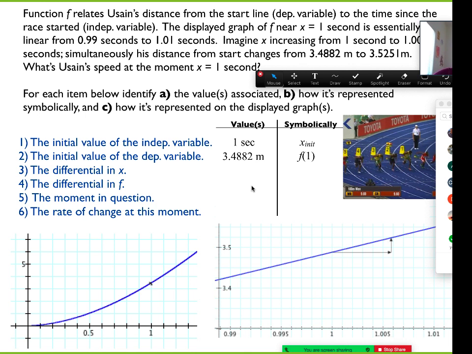F of 1. All right, what about the differential in x? What is its value in this situation? Donna? 0.005. Close enough, 0.006. Yeah, so you got it right, just a little numerical error there. Symbolically, how do we represent that?